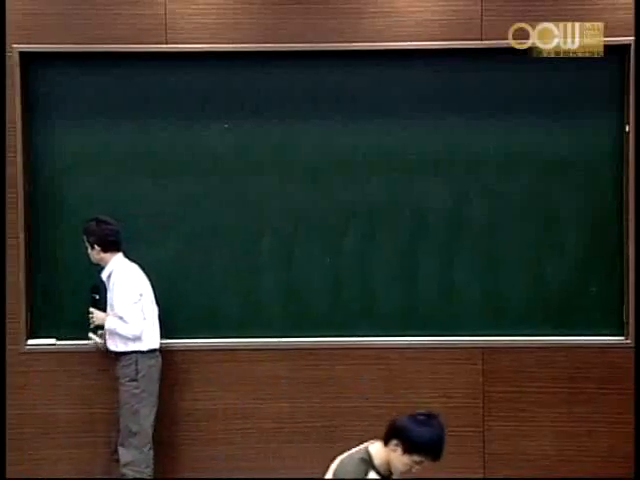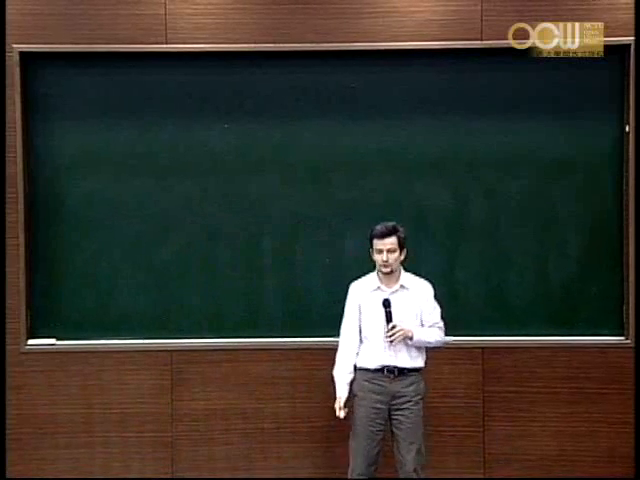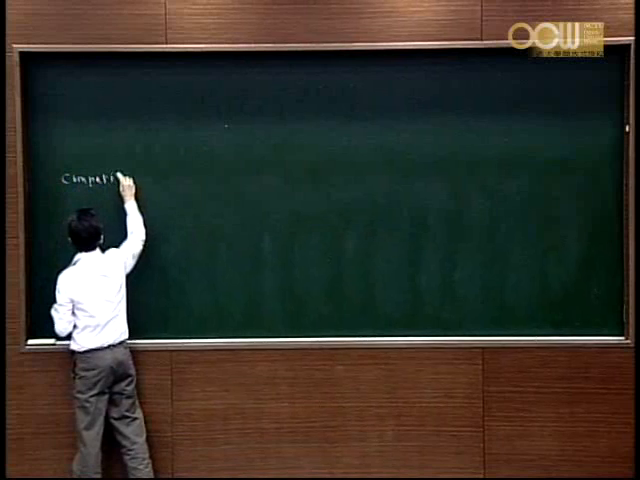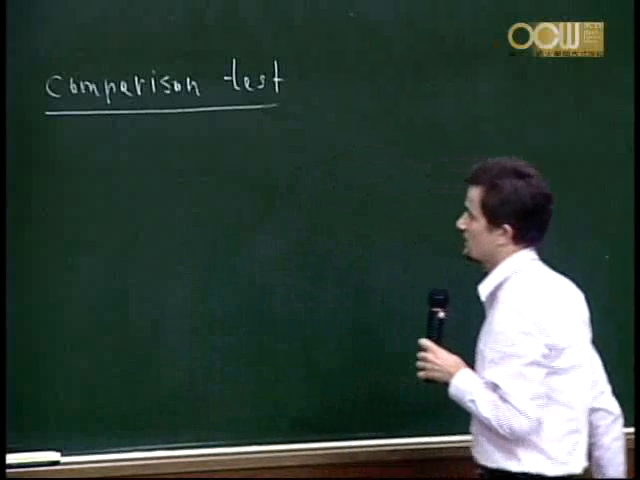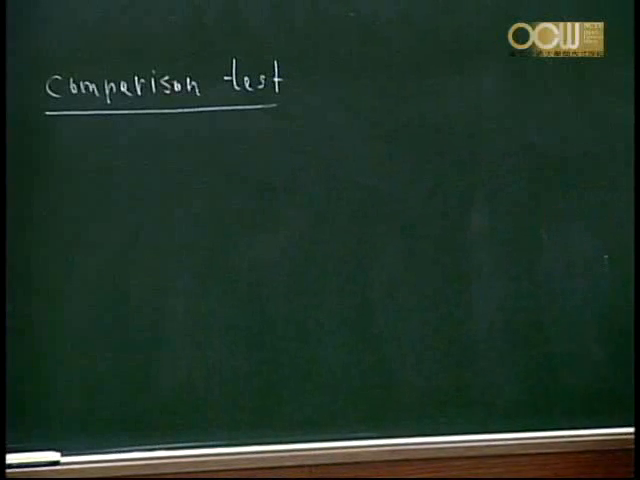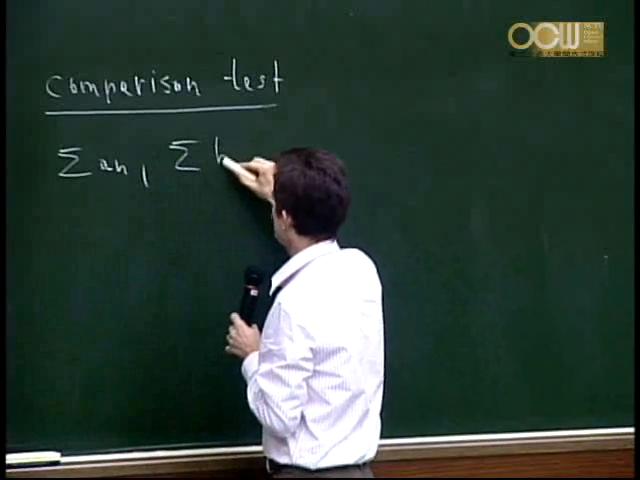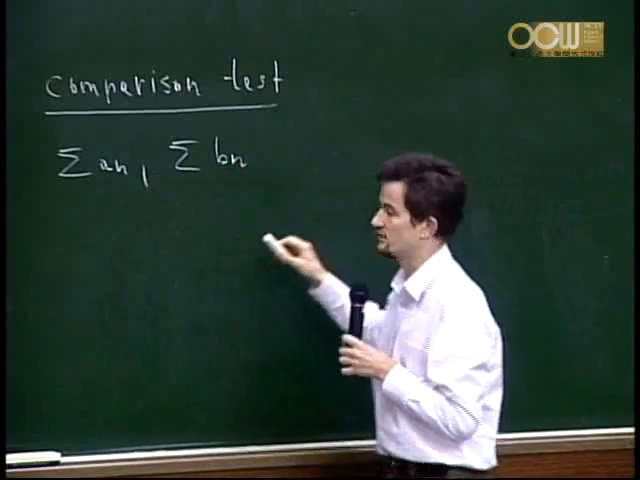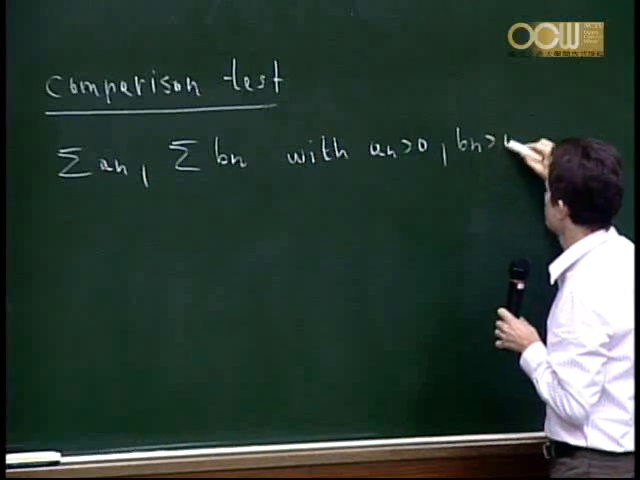So we are still talking about convergence of series, and last time I introduced one of the tests, namely the so-called comparison test. Maybe I recall this. This test is for series which have positive terms. So we have two series, the series over an and the series over bn, and the essential requirement in this section is that an and bn are both positive, so with an larger than 0 and bn larger than 0 as well.